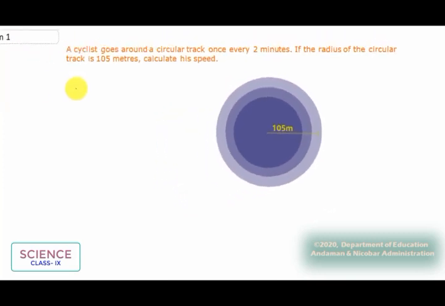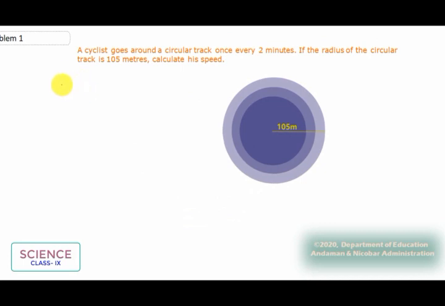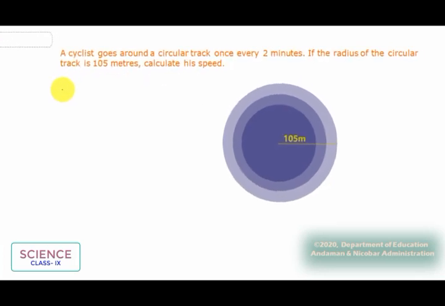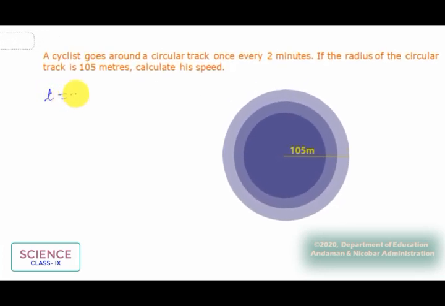Whatever physical quantities are given in the question, we will write first, then we move forward to solve the problem. So here time is given, t is equal to 2 minutes, right? And what else is given? Here the radius of the circular track is 105 meter. So here r is equal to 105 meter, right?